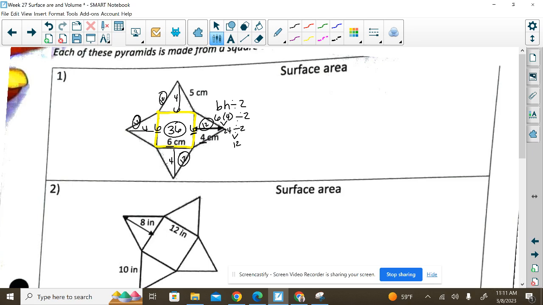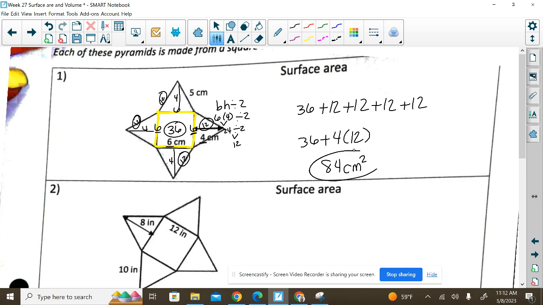Okay? So now I have 5 shapes. I should have 5 numbers that I'm adding together. So I have 36 plus 12 plus 12 plus 12 plus 12. You could have written it as 4 times 12 because you have 4 12s plus 36, which would give you 84 centimeters squared. Okay, you're going to come back and finish the others.